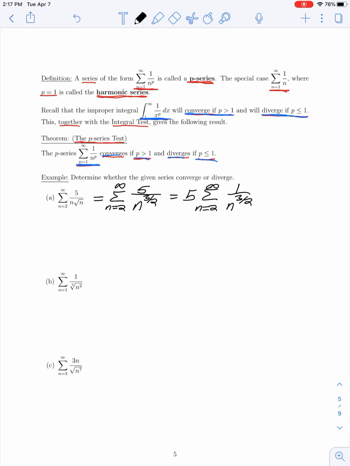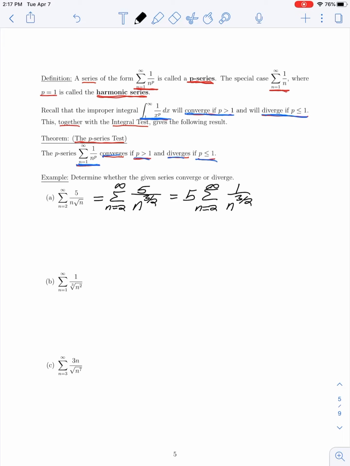We could say something along the following lines. Since the value of p is equal to 3/2, which is greater than 1, the series converges by the p-series test. So in part A, we have a series which is converging.